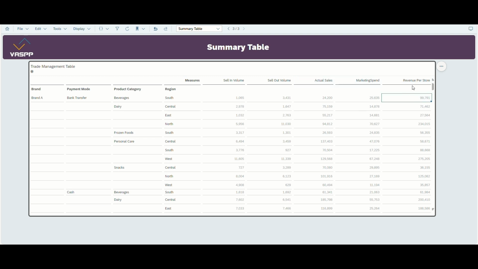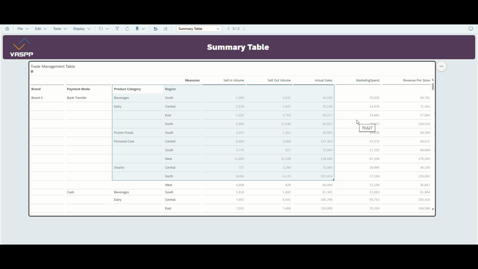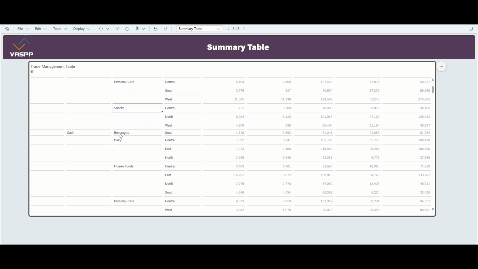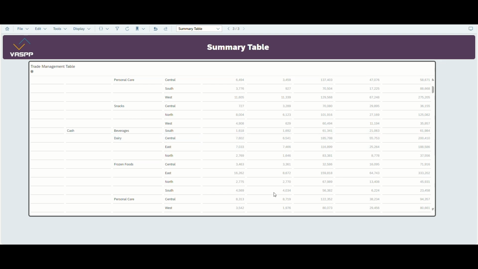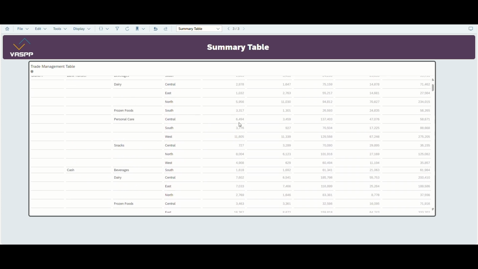A major highlight is revenue per store, a powerful metric that reveals the true value generation by location. Look at West Region for snacks, a whopping $275,205 per store. For field sales and retail teams, this becomes a performance North Star. Another standout is North Region for beverages, clocking $234,014 per store. For national sales heads, these insights help prioritize resource allocation, focus promotions, and realign incentives with what's working.